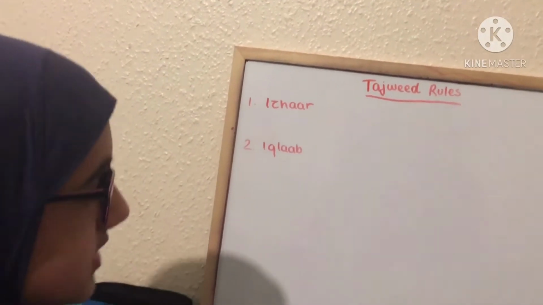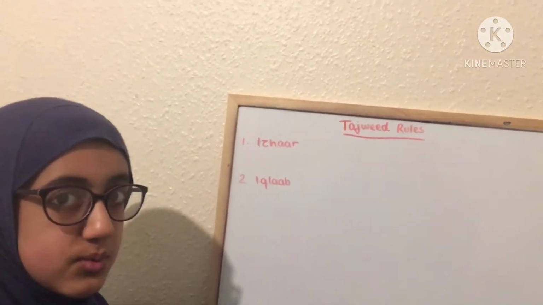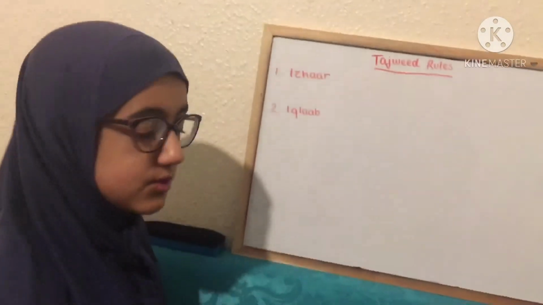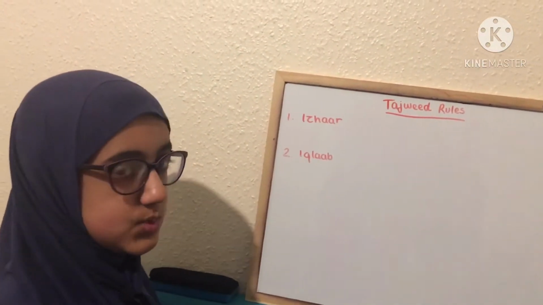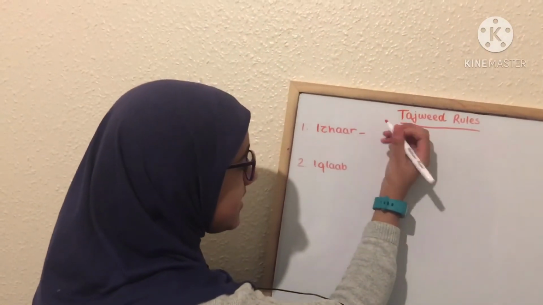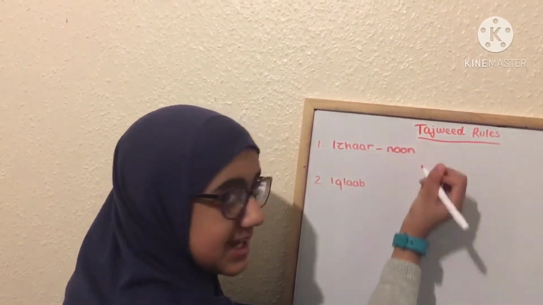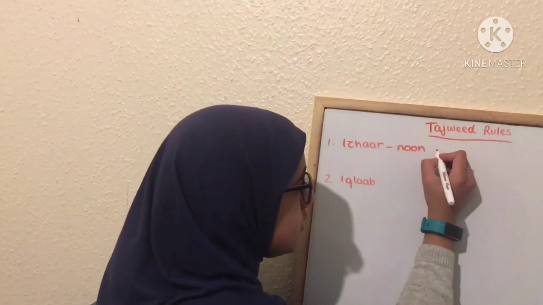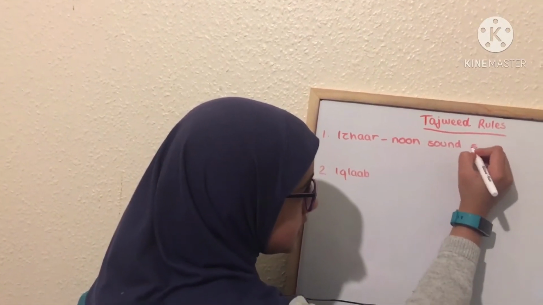As I explained, Tajweed rules are the rules that you have to use to read the Quran properly. Now, Izhar and Iqlab come under these Tajweed rules. Izhar means that you have to read the noon sound that comes after a letter of the throat, which I'll explain. So the noon sound should be read.